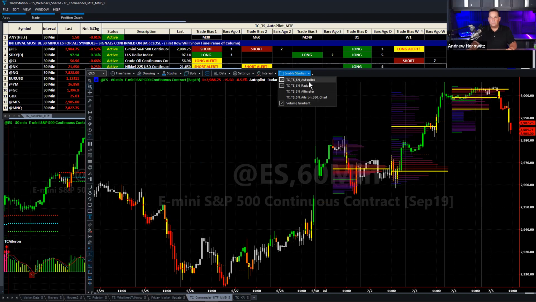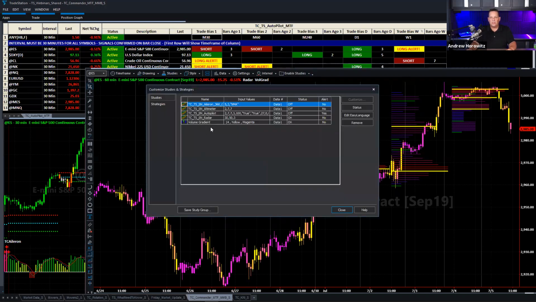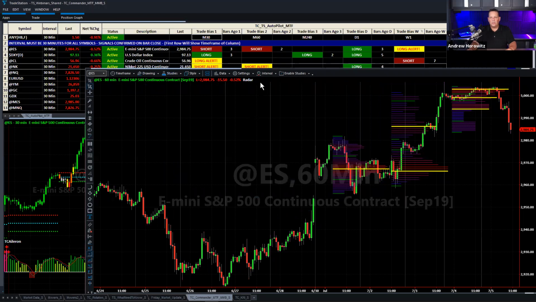Gotta probably take this one off. There's your volume gradient. I had one on there. So here's your volume gradient. You can do your settings and all that. But you can take these studies off and edit your studies here. You can take this off. It's pretty much the same look and feel as the old one. So you can just remove that, close, quickly go through here.